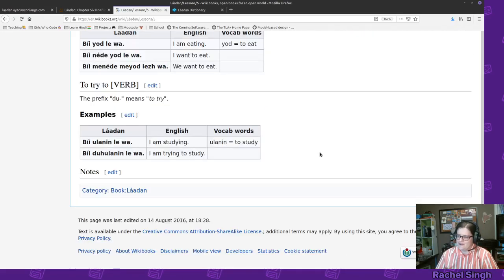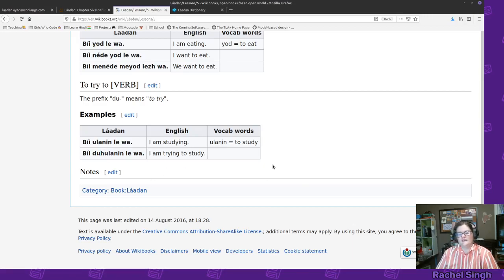Okay. Finally, the to try verb. So we have a prefix do for to try. So here's I'm studying. Studying I, and then if we are trying to study, and then again we have to put the H. Trying to, vowel separator, and then ulanin.